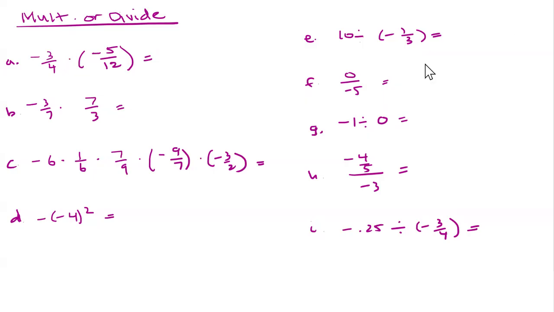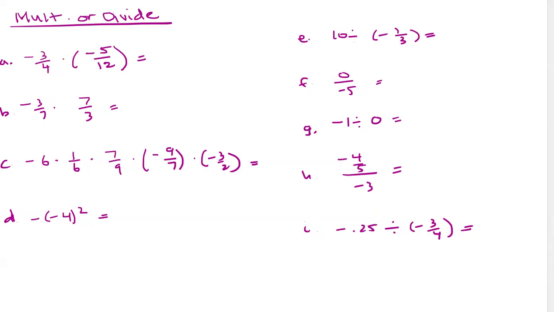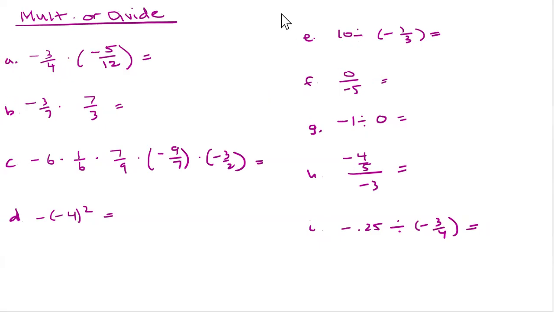All right, so for the first one here, remember when we're multiplying fractions, we multiply across, right? Not diagonally, but across. So that means I multiply all the numerators on top, and then I multiply the denominators on the bottom. And then remember, two negatives is going to give us a positive.